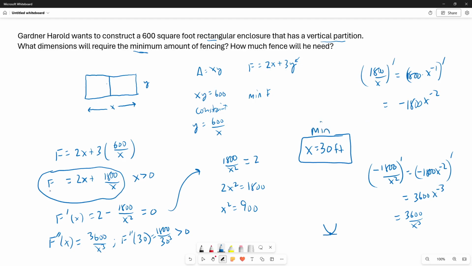So the minimum amount of fencing will happen when x is 30 feet, and then y was equal to 600 over x, so y is equal to 600 over 30, which is 20 feet. And the total amount of fence that is needed is 2x plus 3y, and that's 2 times 30 plus 3 times 20, and that's 120 feet of fence.